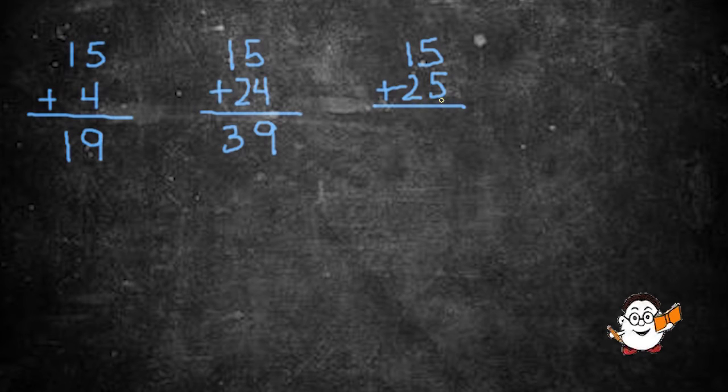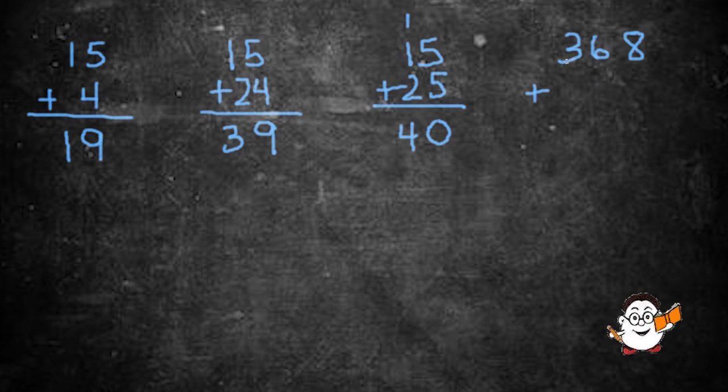Let's try another. 15 plus 25. 5 plus 5 equals 10. Write your 0, carry your 1. We carry our 1 to our tens place, and now we add. 1 plus 1 equals 2. 2 plus 2 equals 4. Our answer is 40.